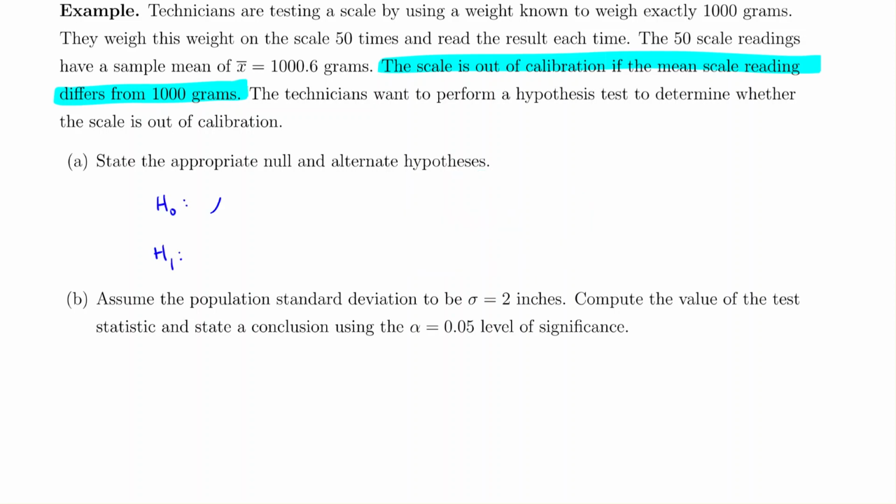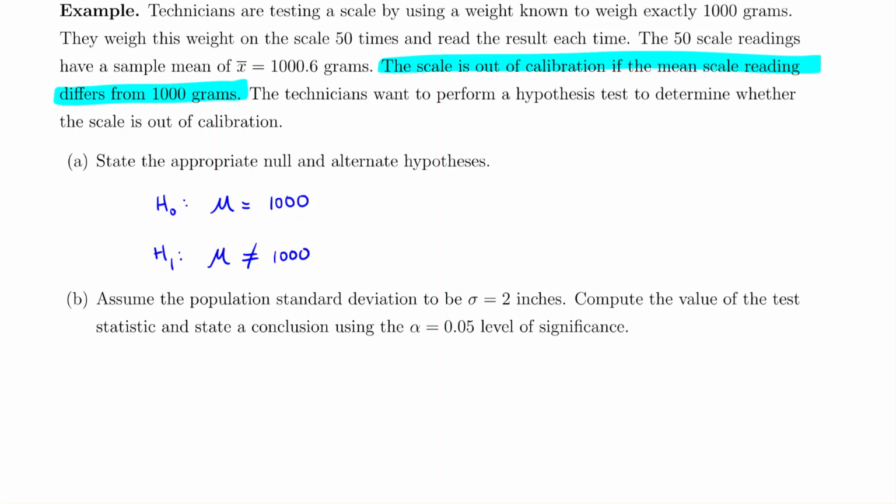So we know the null hypothesis begins with mu is equal to the value that we're sure about, which is the 1,000 grams. And we really care about whether it's measuring different from. Now, different is the idea of not equal to. So my alternate hypothesis is mu is not equal to 1,000 grams.